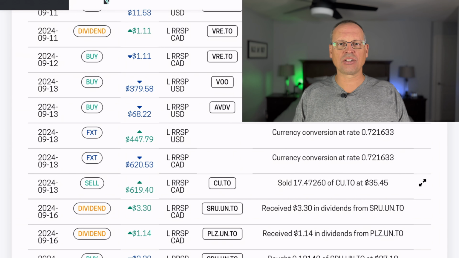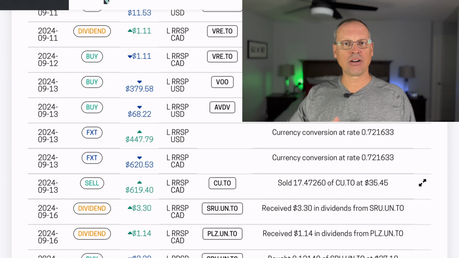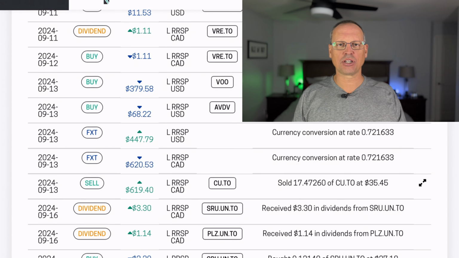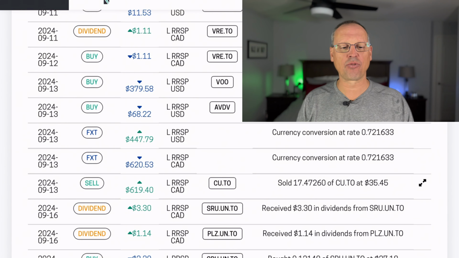This position has not performed very well. Now, if I had hung on to it, say, another 5 years, maybe it would, but I didn't like this position. It wasn't performing well, and it was very small. So what I did is I sold it and put it into something that I think will perform much better.